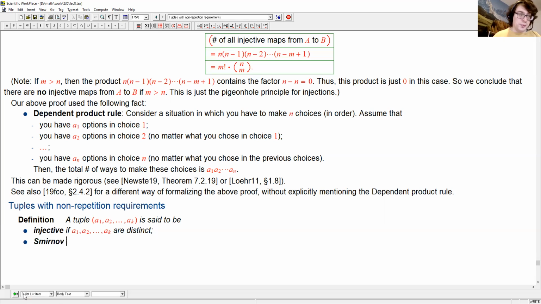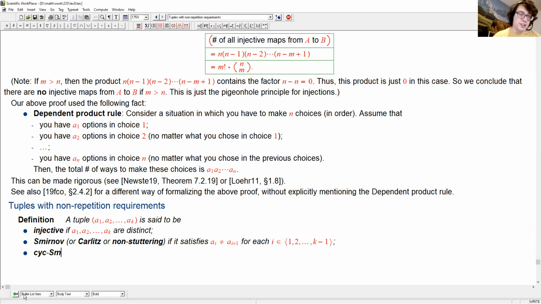Next, Smirnov if no two consecutive entries of the tuple are equal. So if it satisfies AI is not equal to AI plus 1 for each I. So an entry can repeat, but only after a wait. It cannot repeat immediately. And Smirnov, that's the name of somebody who has studied this, but people also call them Carlitz or non-stuttering. Non-stuttering is just a way to think of this condition.